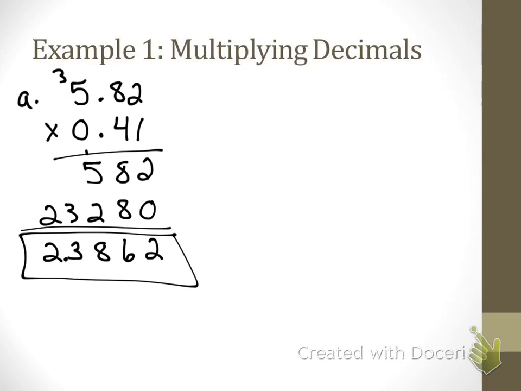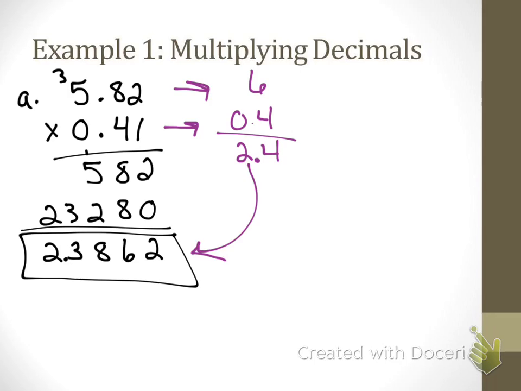Now, remember, last week we learned front-end estimation? Okay, we're going to estimate our products to make sure that our answer is reasonable. So 5 and 82 hundredths, if I'm rounding to the leading digit, is going to be what? What's it going to be? 6, right? Now, what about 41 hundredths if I'm rounding to the leading digit? It's going to be what? Just 4 tenths, right? So 6 times 4 is 24 with 1 decimal.